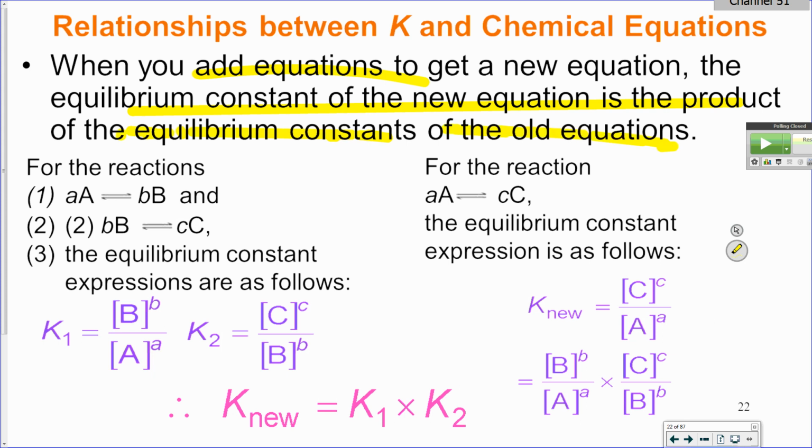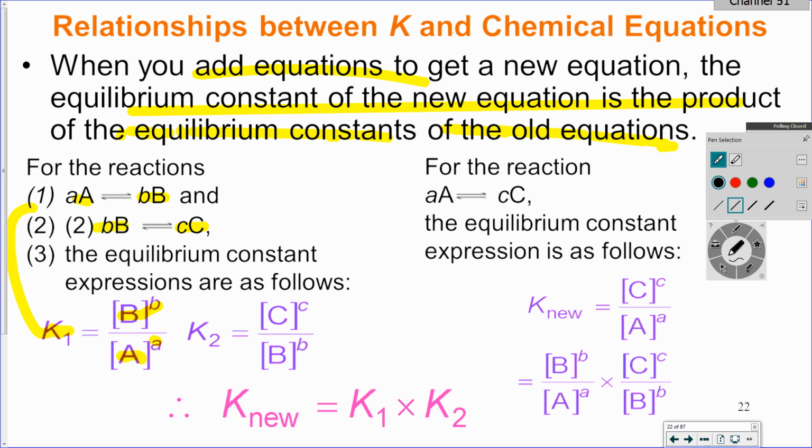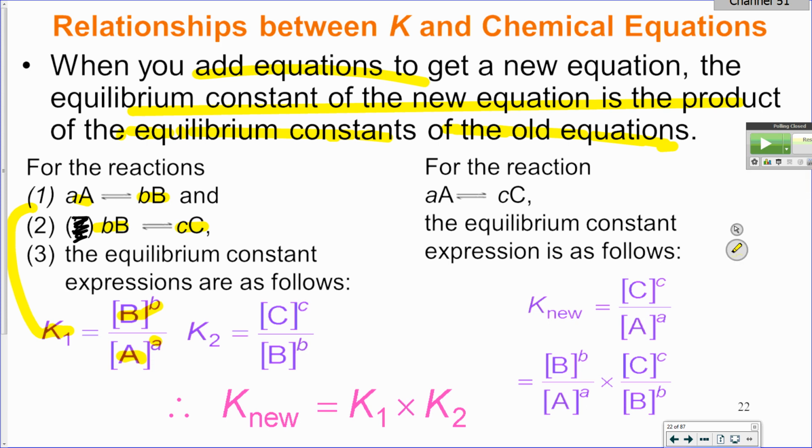So if I take the 2 reactions, A decomposes to B, and B forms C. So if I took these 2 reactions, the K1 for A would be products over reactants, B on top to the B power, A on bottom to the A power. And reaction 2, B yields C, so product C to the C power, reactant B to the B power, that's K2 for the system.